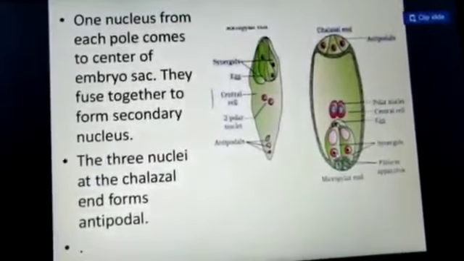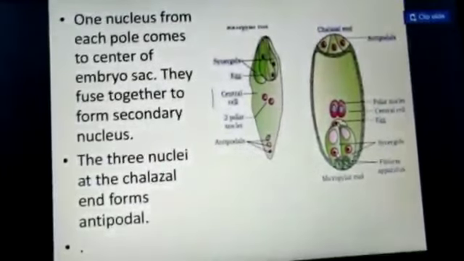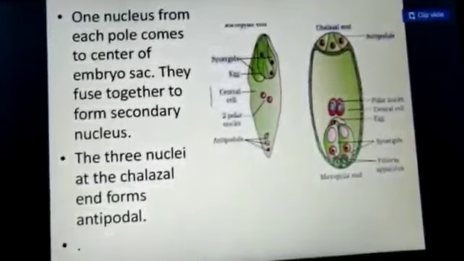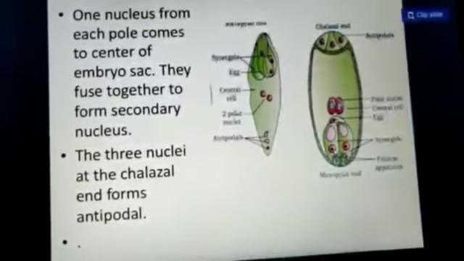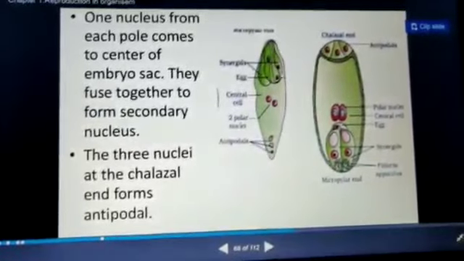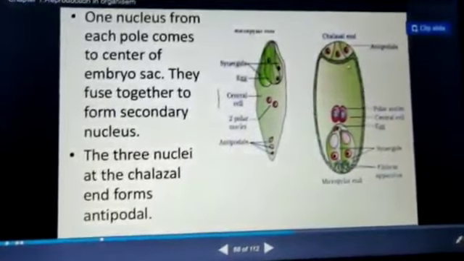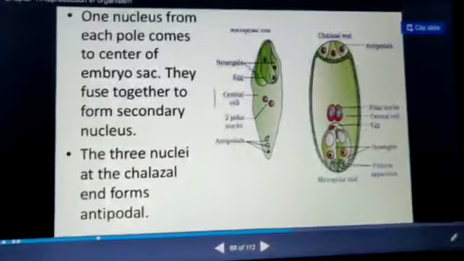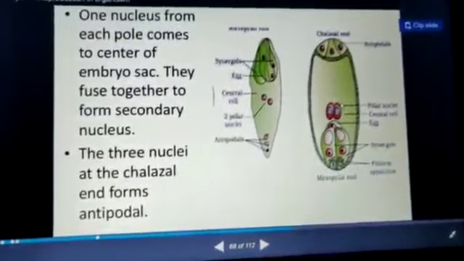One nucleus from each pole comes to the center of the embryo sac and they fuse together to form the secondary nucleus, and the 3 nuclei at the chalazal end form antipodal cells. That is only the revision. Okay, synergids, antipodal cells, synergids, egg cell and polar nuclei.